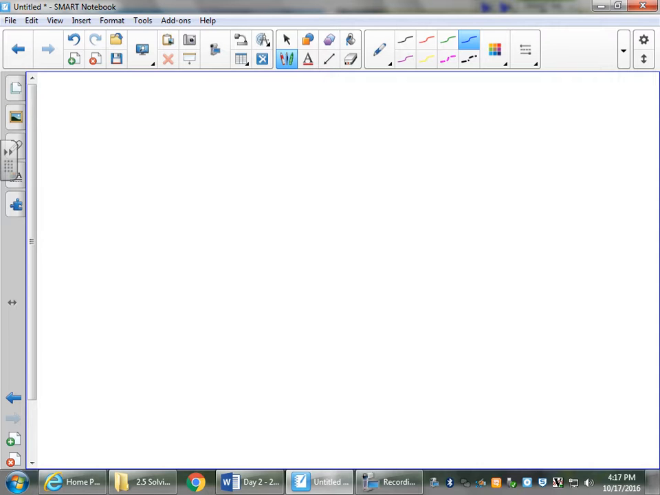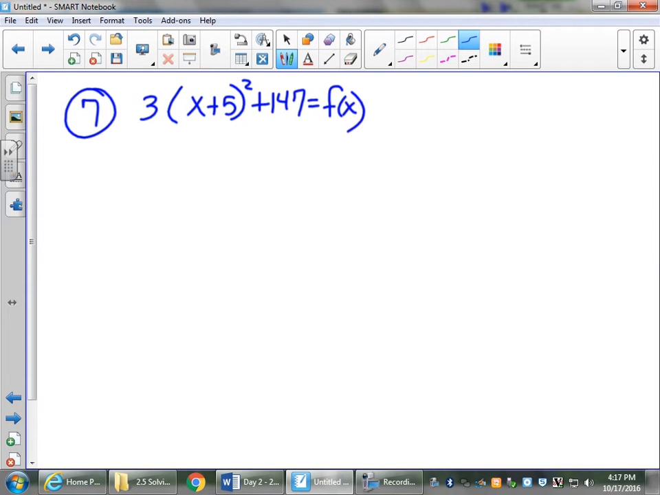Our goal is still to solve, and we did 6 examples yesterday, so I'm going to call this example number 7 in how to solve by the square root method. So we'll do 3 times (x plus 5) squared plus 147 equals f of x. I'm going to put 2 up here at the board at the same time, and you guys are going to work on them. And the 8th example is going to be (3x plus 1) squared minus 36 equals 0.